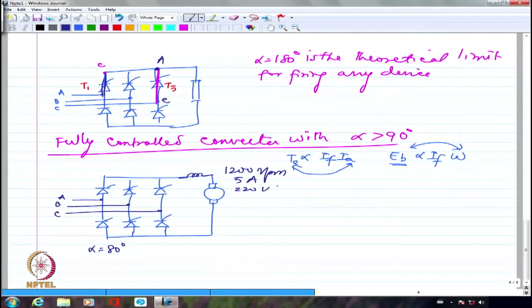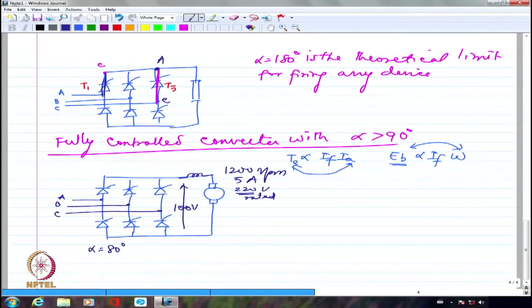So I am having not really 220 volts. Currently I am getting less than that because I am working at alpha equal to 80 degrees. So this is rated. So maybe I am going to have only say 100, 120 volts, whatever. This is the voltage I am having. Average, everything is average. What I am talking about is average, right?